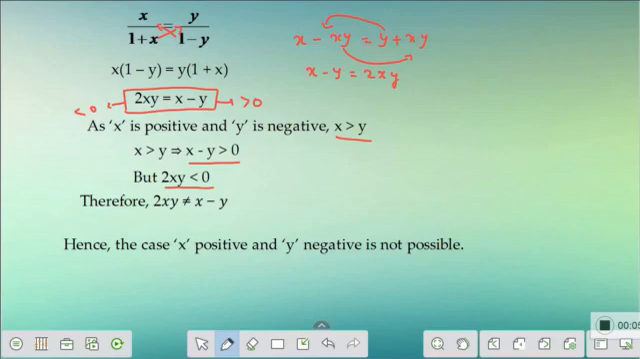Now this is mainly because of your assumption that x is positive and y is negative. So taking two elements, one positive and the other negative, is not possible. So we can say this case is ruled out.